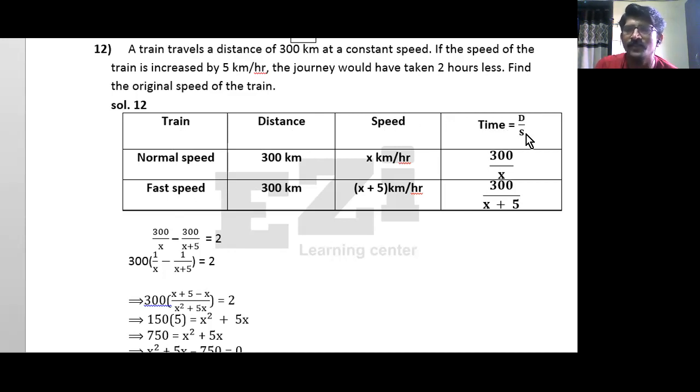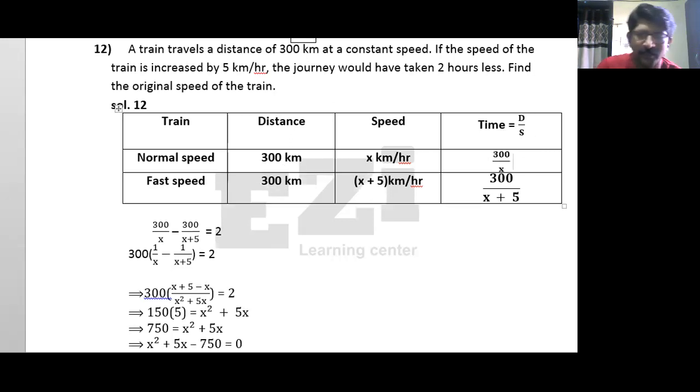Now the formula for time is distance upon speed, isn't it? See, what we have to find? Find the original speed. So let's say the original speed is x kilometer per hour. Now understand, guys, if the speed is x kilometer per hour and the distance the train has to travel is 300 kilometer, what will be the time taken by the train? Distance upon speed, that is 300 upon x hours. Please write down over here hours.